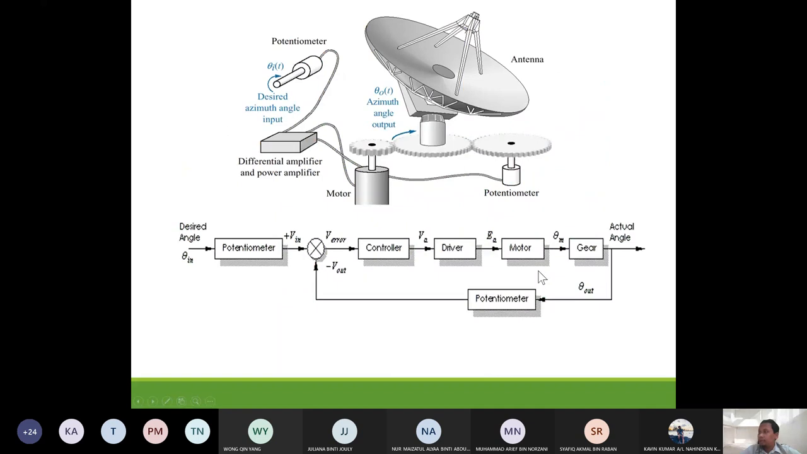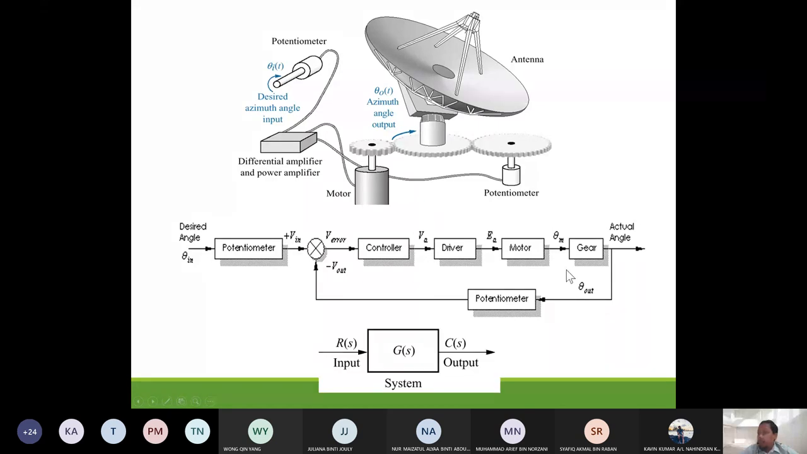Let's take a look at a familiar example that we saw during the first lecture, about the antenna, and how to control the antenna position. We can control the antenna position by adjusting the potentiometer. If we want to draw the block diagram for this system, it is shown below. We have a potentiometer, controller, driver, motor, gear, and another potentiometer. There are a lot of components assembled to describe the process for controlling the position of the antenna. We want to reduce this system with so many components into a single block diagram, as shown below, that directly relates the input and the output.